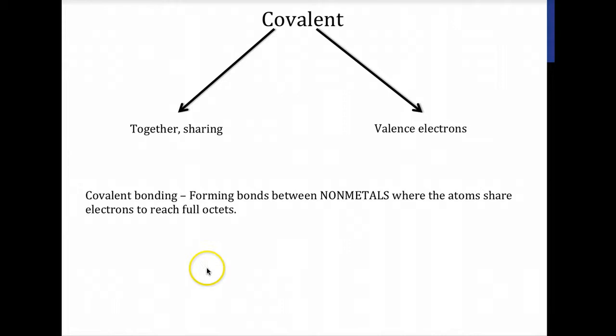So when we look at covalent, if we're going to actually define the word covalent, covalent bonding is the forming of bonds between nonmetals where the atoms share electrons to reach full octets. Now look at this word nonmetals. Okay, let's compare this with, say, ionic bonding, where ionic bonding is a bond between a metal and a nonmetal. Covalent bonding is a bond between two nonmetals, so it doesn't involve a metal at all. So it's bonds between any of the elements that are on the right-hand side of the stair-step.